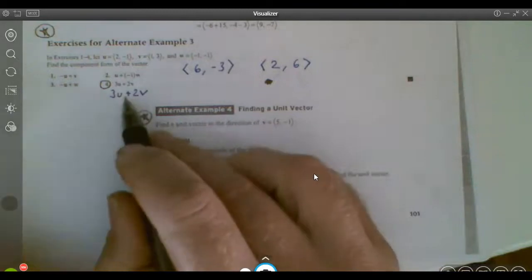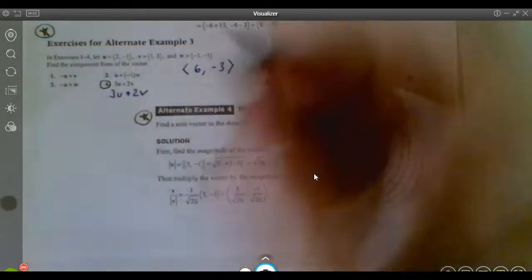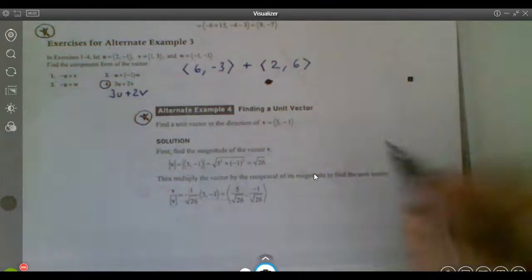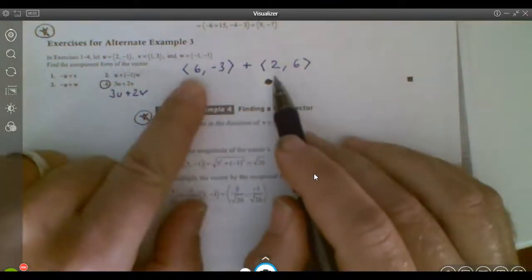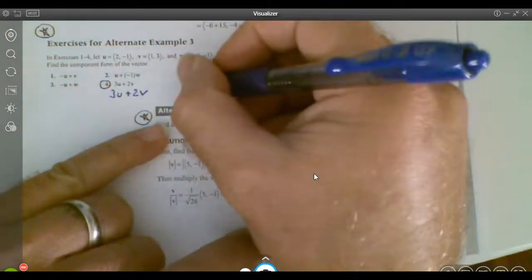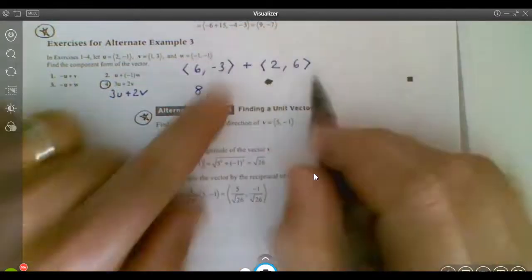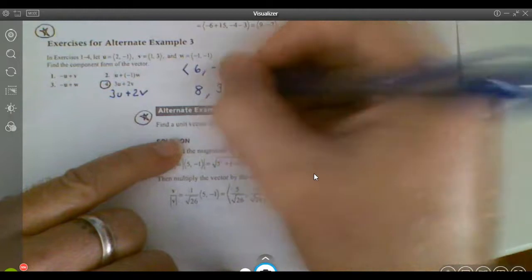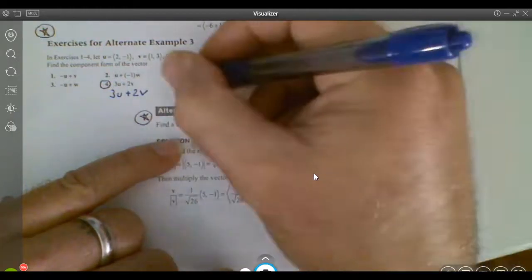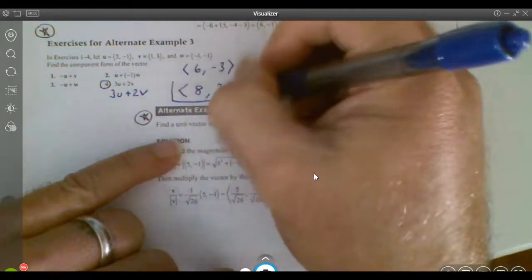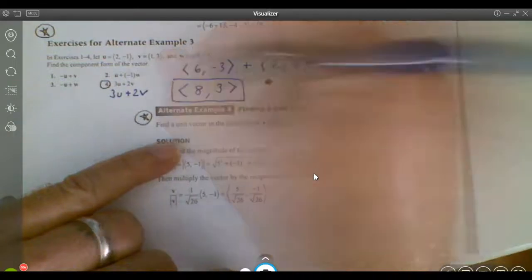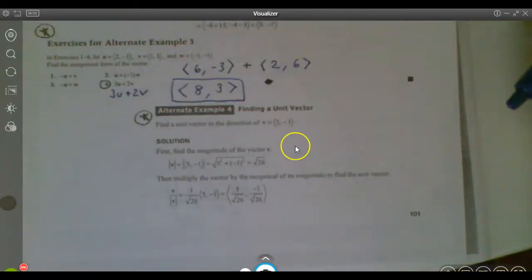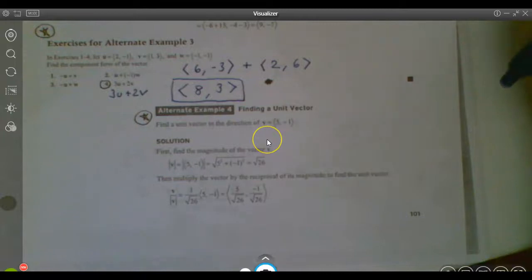And now I would then add my results together. So if I add those together, again, I'm just going to combine the ones that go together. So my x's go together. 6 plus 2 is 8. Negative 3 plus 6 is 3. And then that's how we write it in component form. Piece of cake. That's pretty basic math on those. So let's see on this one.